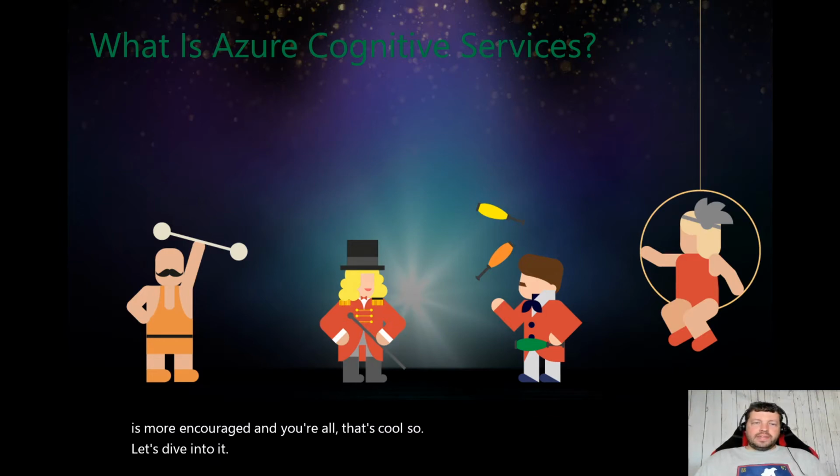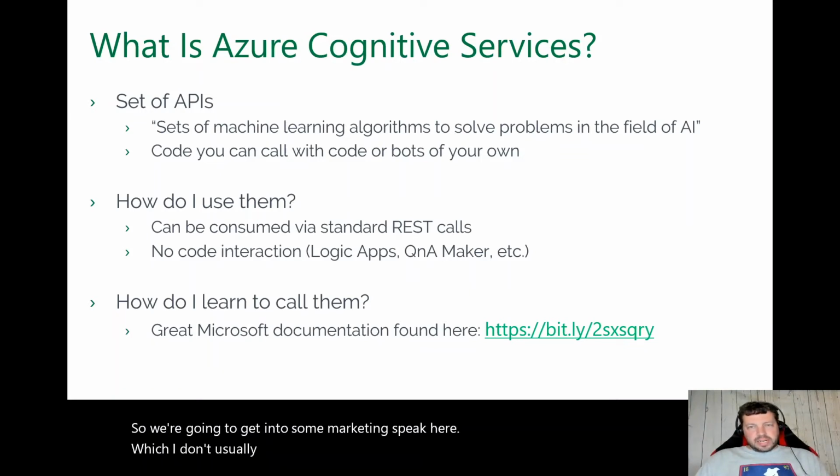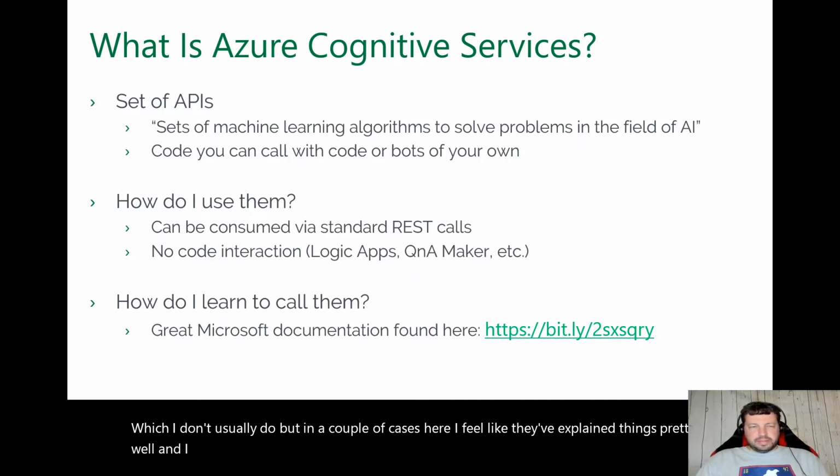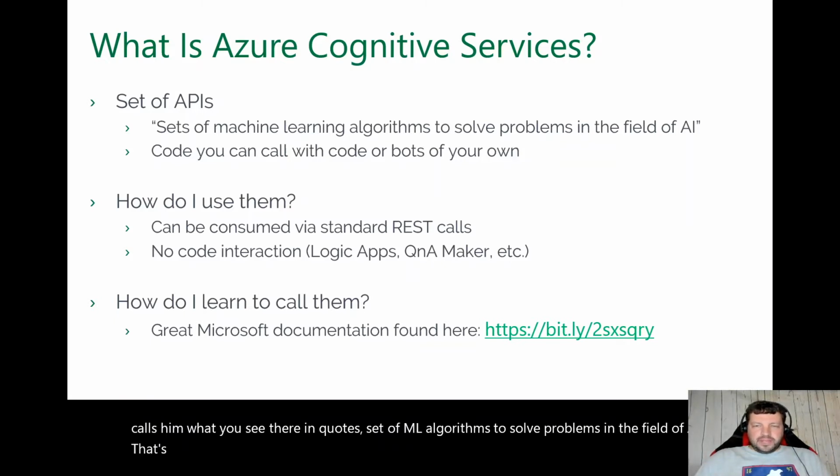So what is Azure Cognitive Services overall? We're going to get into some marketing speak here, which I don't usually do. But in a couple of cases, I feel like they've explained things pretty well, and I do want to cover that a bit. So what are they? They're a set of APIs, and Microsoft calls them, as you see there in quotes, a set of ML algorithms to solve problems in the field of AI. That's pretty boring, right? Vague, bland, marketing-y, but it's true.